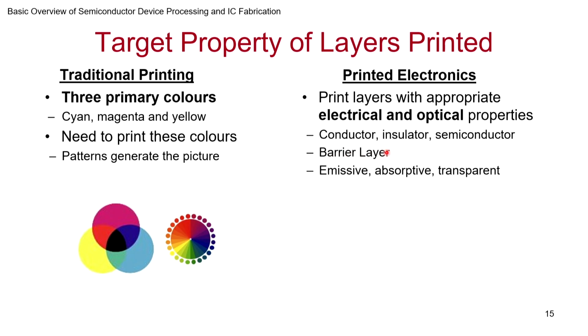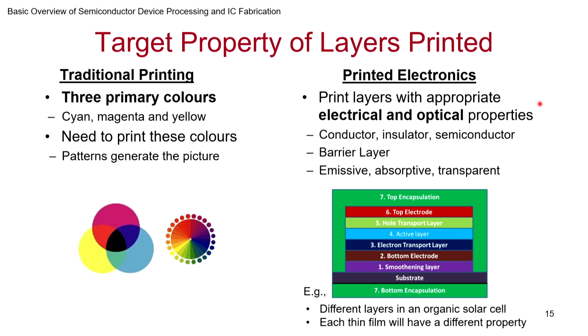So often, many times, you even have barrier layers, which are chemical barriers, or maybe barriers to electric charge or optical energy. It could be emissive, absorbent, or transparent. You can see that it's very similar to traditional printing, except that what we are looking for in the film is different. So you'll have to use the appropriate chemicals. The overall process, in a way, at the high level is very similar.